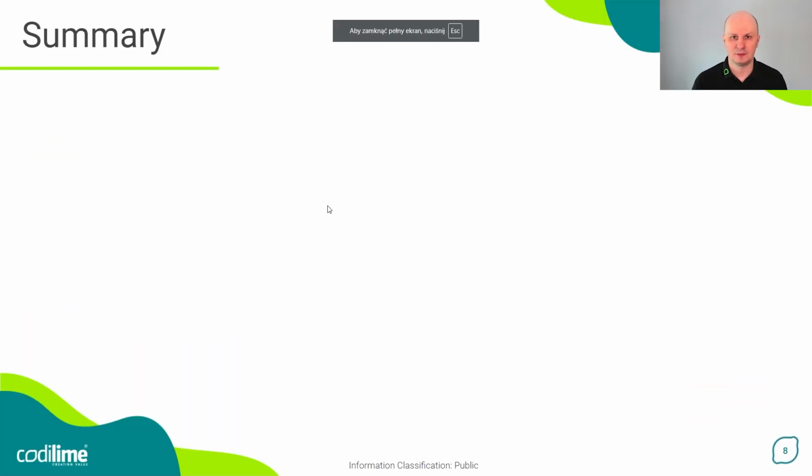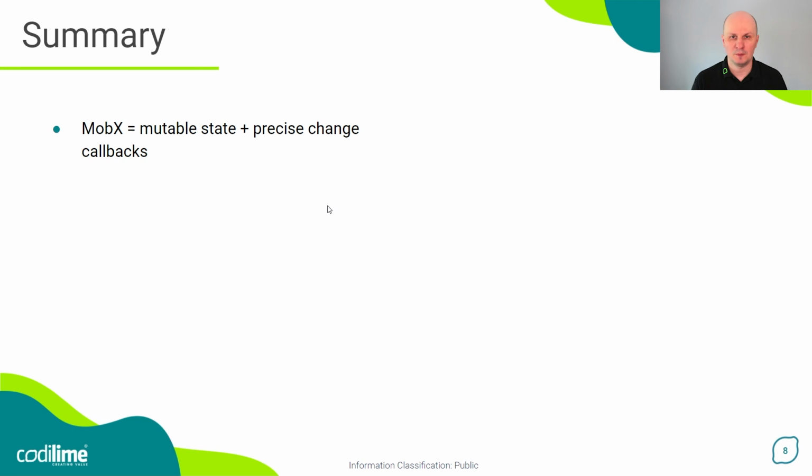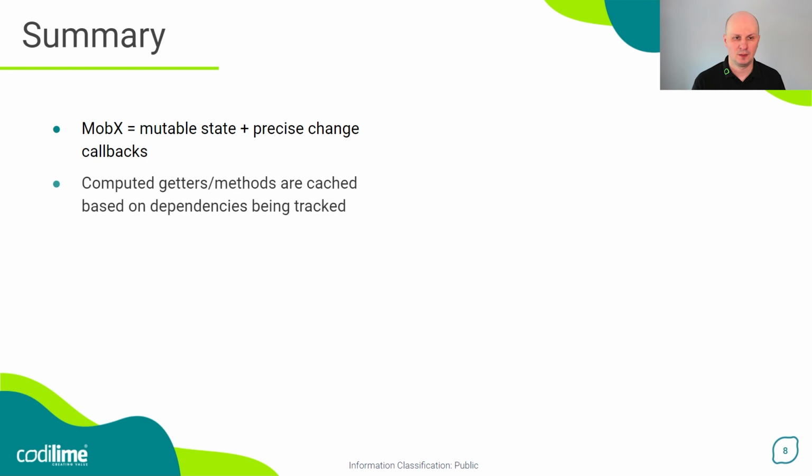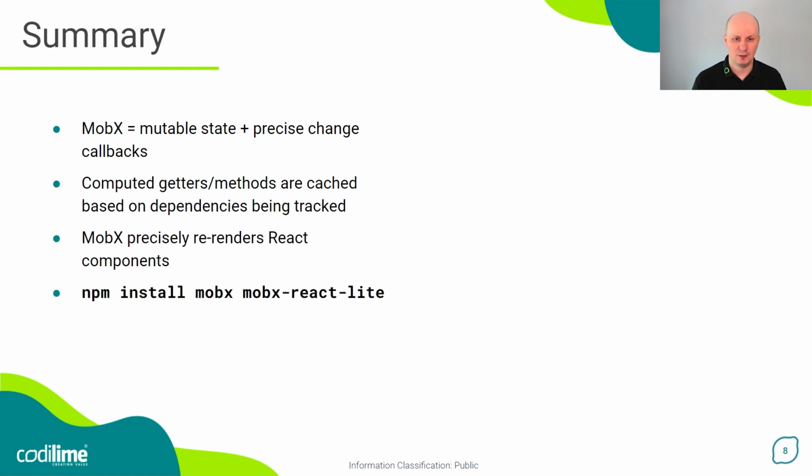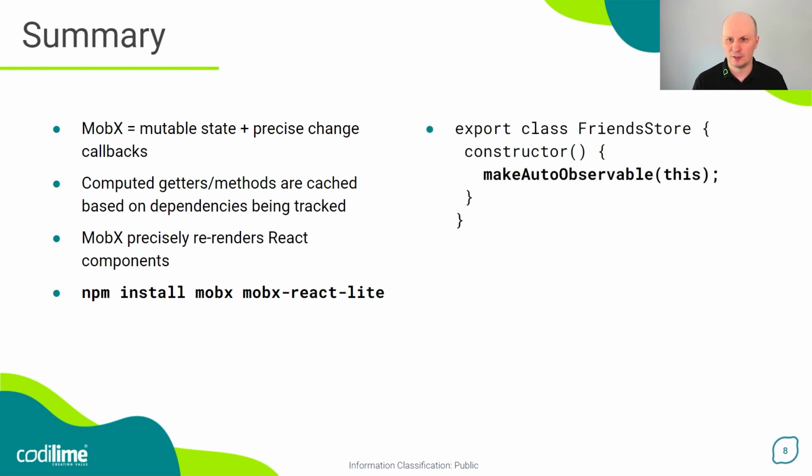Okay, let me summarize what we have learned today. MobX is a mutable state with precise change callbacks. It has computed getters which are cached based on dependencies being tracked. MobX precisely renders React components. It's enough to install MobX and MobX React Lite to integrate it with React. Make observable is a function which is enough to make and model your state.